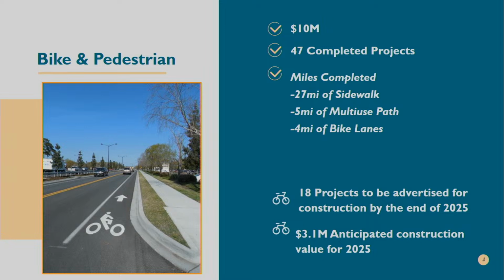Moving on to our bike and pedestrian program, you can see 47 completed projects. Want to bring your attention to what we're looking at over the next calendar year. We're anticipating 18 projects that we'll advertise, bike and pedestrian improvement projects. So that's 18 in 2025 with an anticipated value of about $3.1 million.